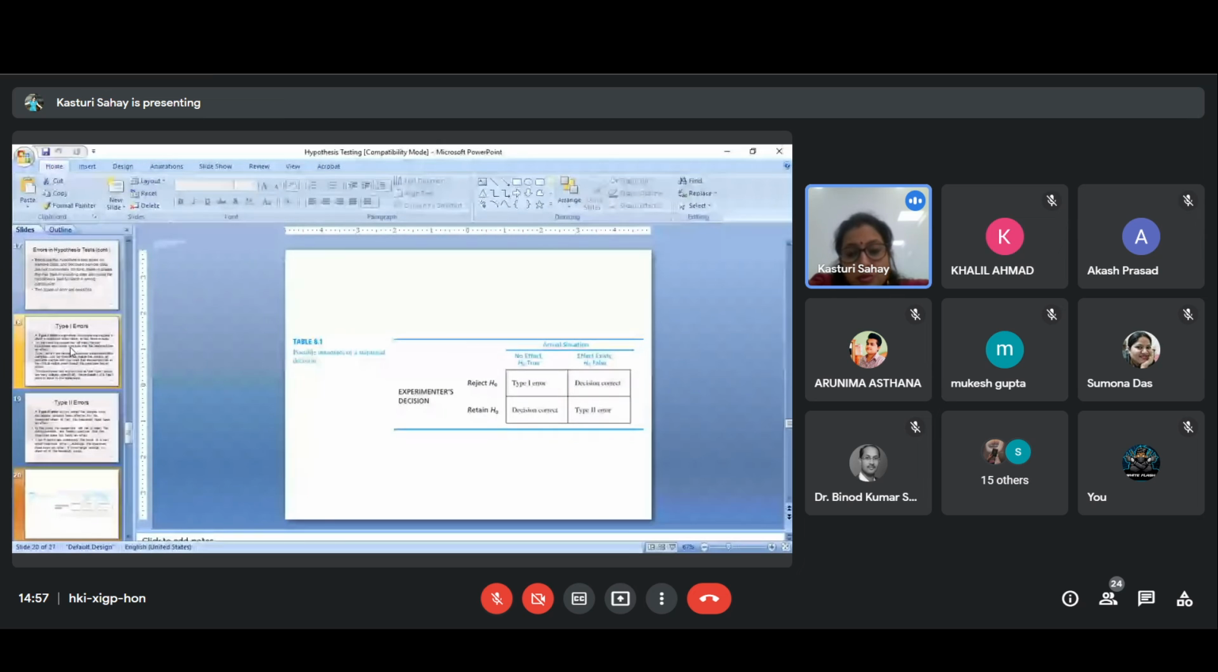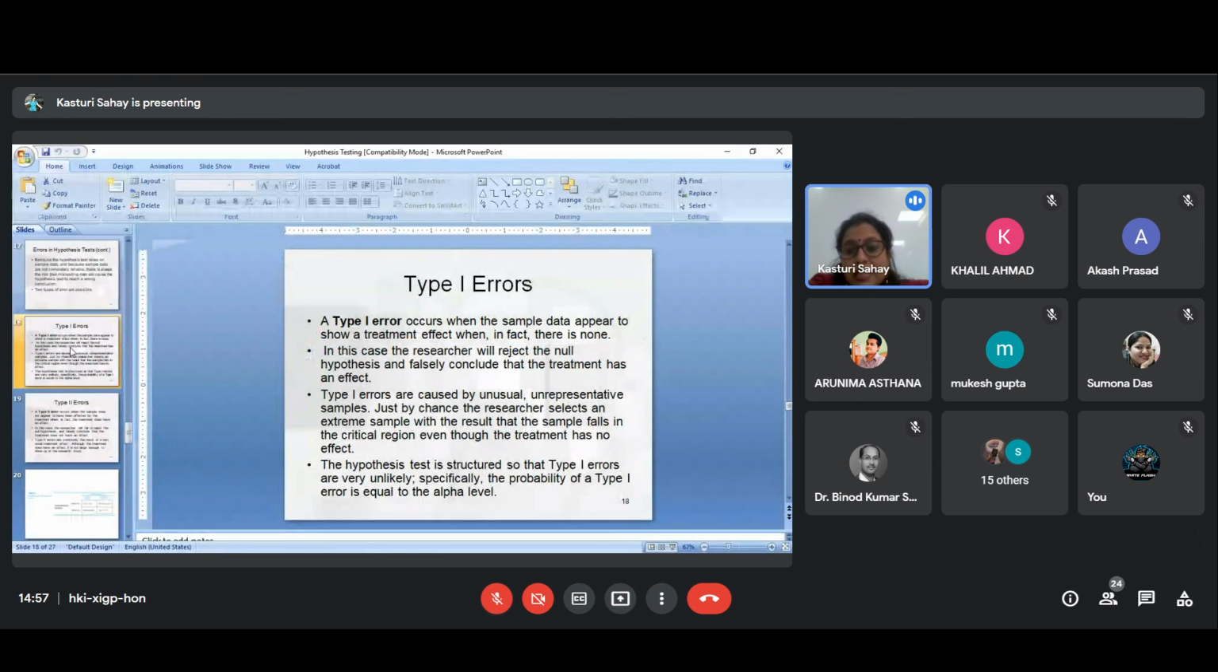So basically, if I explain it in words, a type 1 error occurs when the sample data appear to show a treatment effect when in fact there is none. Got it? So a researcher can get confused, can misinterpret, and conclude that the sample data shows a treatment effect when actually it doesn't. In this case, the researcher will reject the null hypothesis and falsely conclude that the treatment has an effect. He will say that the null hypothesis is rejected and the treatment had an effect on the samples. But in reality, there was no such thing.